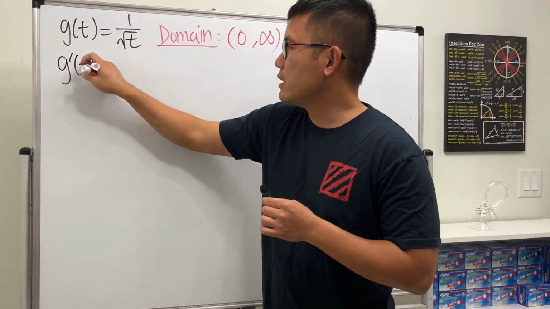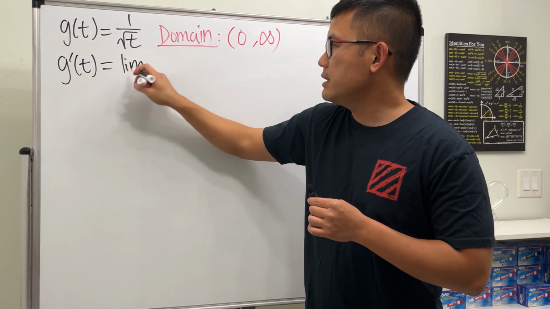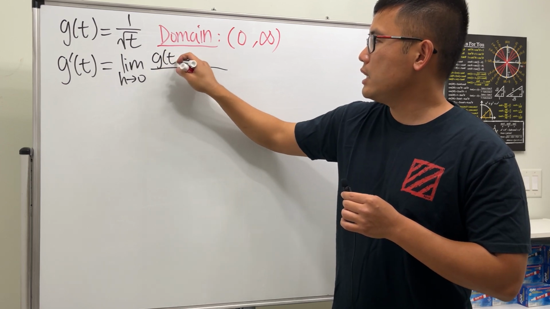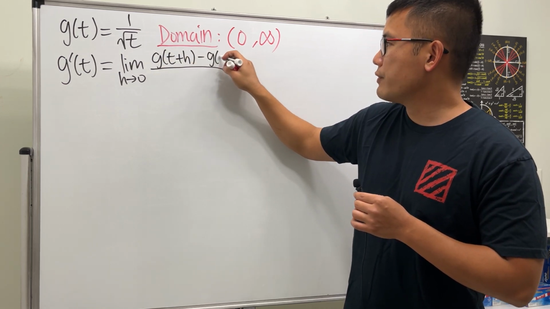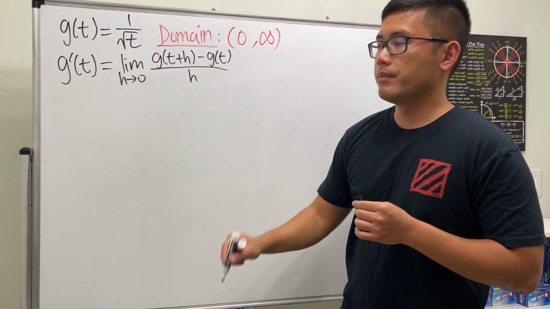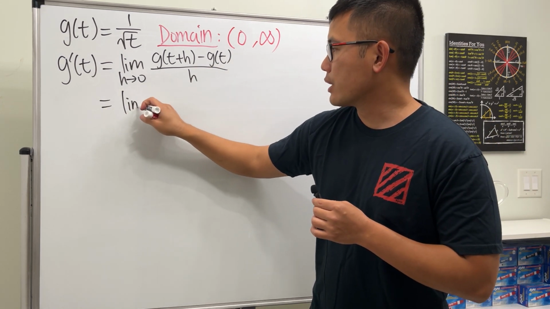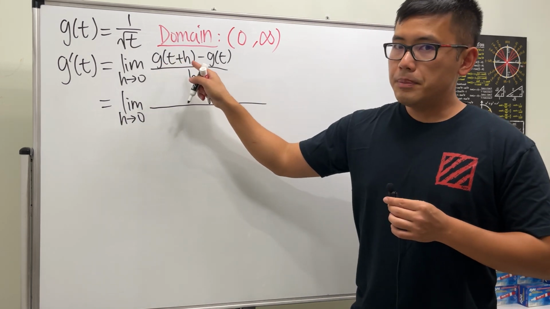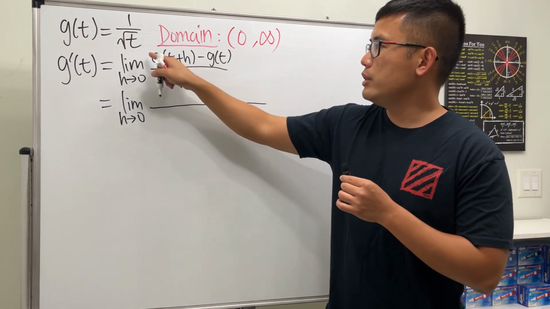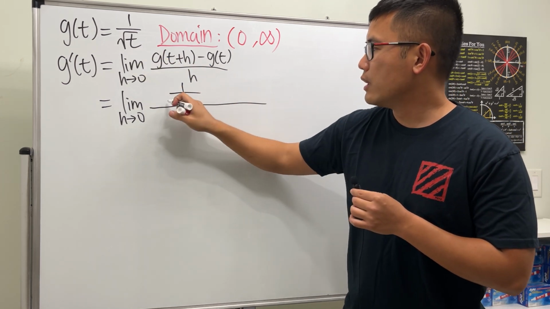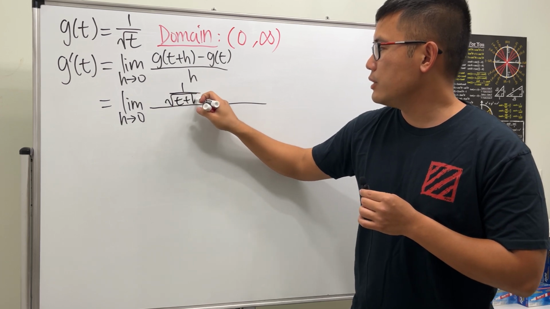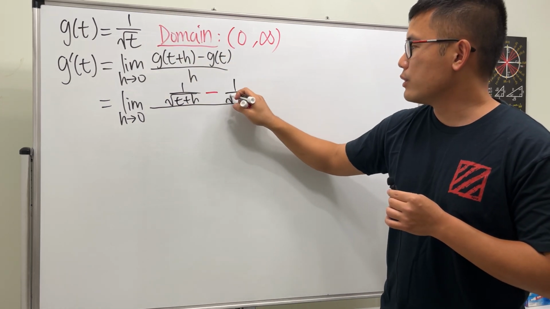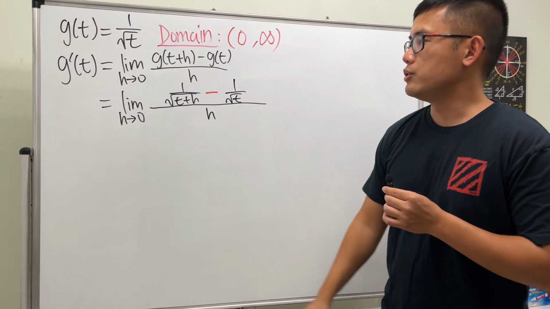So g prime of t equals the limit as h approaching 0. Using this notation, we get g of t plus h minus g of t, and then all divided by h. So let's go ahead and plug in and then do the work. The limit as h approaching 0, g of t plus h, we will have to put the t plus h into here, so we get 1 over square root of t plus h. And then the minus, and then g of t is just the original, 1 over square root of t, and then all divided by h.